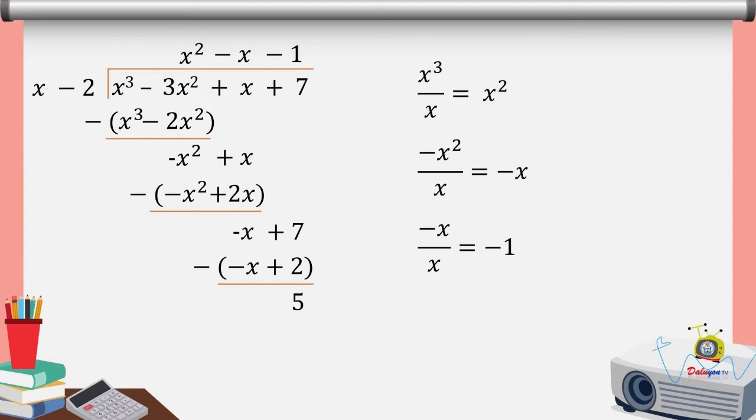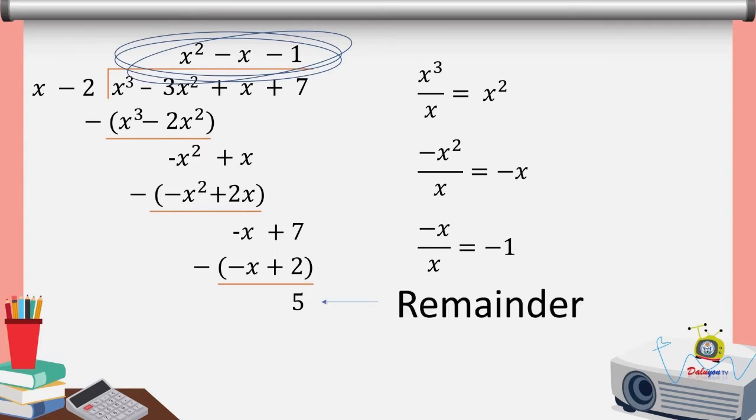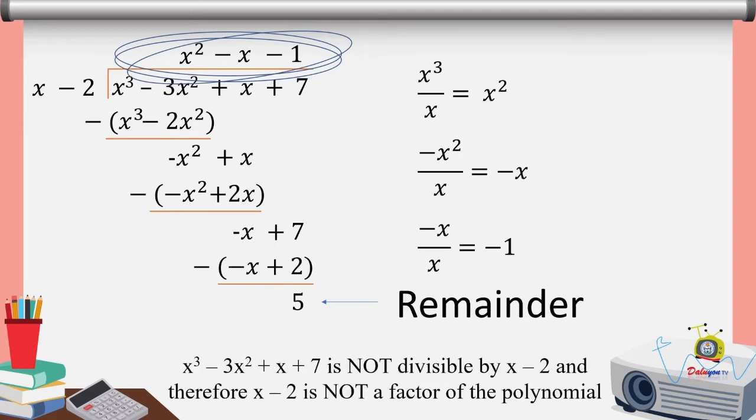The quotient here is x squared minus x minus 1, and there is a remainder of 5, which means that the polynomial x cubed minus 3x squared plus x plus 7 is not divisible by x minus 2, and therefore x minus 2 is not a factor of the polynomial.